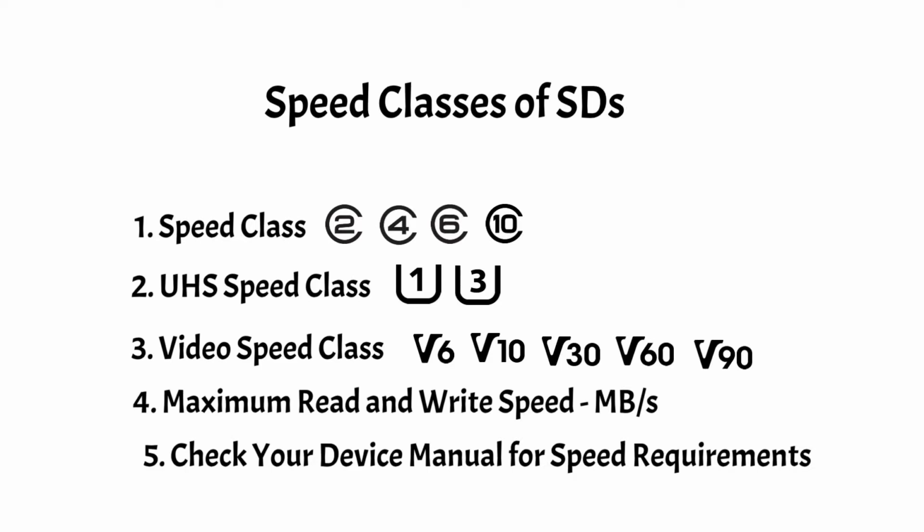You should look at the UHS speed class when selecting an SD card unless you are purchasing a card for a legacy device. The video class is important primarily if you're shooting 4K or higher resolution video. The speed classes basically tell you the minimum sustainable write speed of the card. Some cards also put another number followed by MB/s, megabits per second, to indicate the maximum transfer speeds.